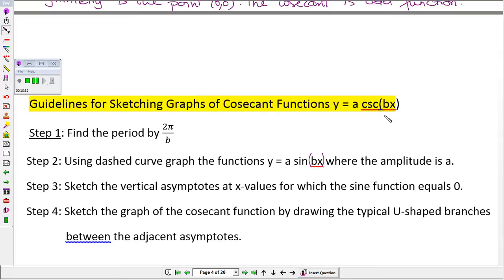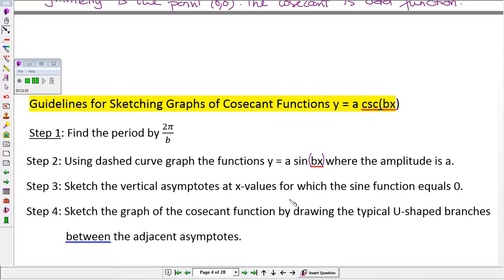Step 1, we find the period. Again, we assume that b is a positive real number. So the period will be 2 pi divided by b. If you remember, it will be the same as the period for the sine function. And next, you are going to use the dash curve to graph the sine function, a sine bx. You need to graph that sine function first with the amplitude of a.